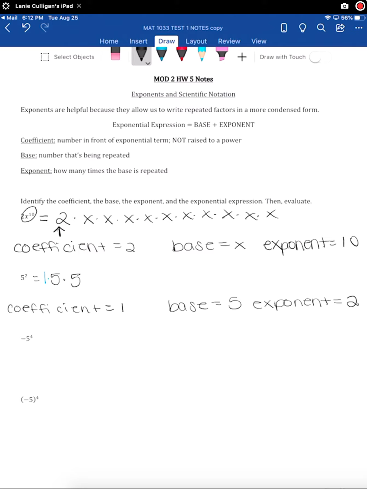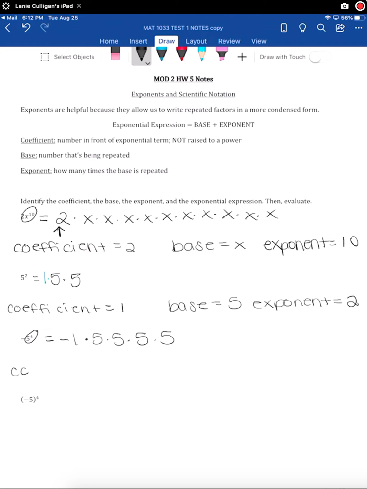So next we have -5 to the 4th power, just like we talked about in this first example. So that 4 is only applied to whatever's directly underneath it. So it's only applied to the 5 in this case, not the negative. Be very careful. So that negative is out front. That negative is just saying a -1. So I can have a -1 out front, and then I have 5 to the 4th power, or 5 repeated 4 times. So 5 times 5 times 5 times 5.